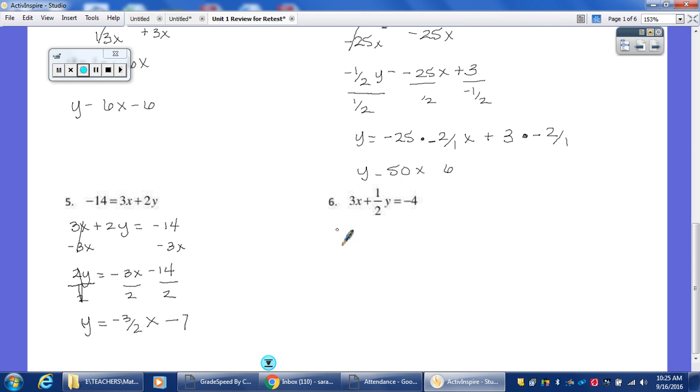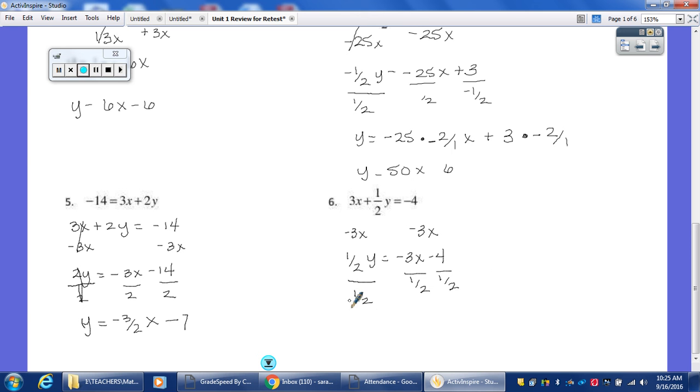Here's another one with a fraction just to practice. And so guys, we operate the same way where we move the x's first. So I'm going to move that 3x by subtracting 3x from both sides. And so I get 1/2 y is equal to negative 3x minus 4. And then you divide by the number in front of y, and it's okay if that's a fraction. So we're going to divide by the 1/2. And remember that we need to do that with each term of the equation.